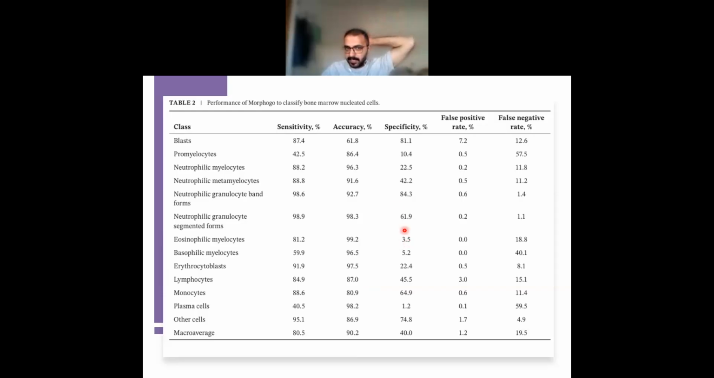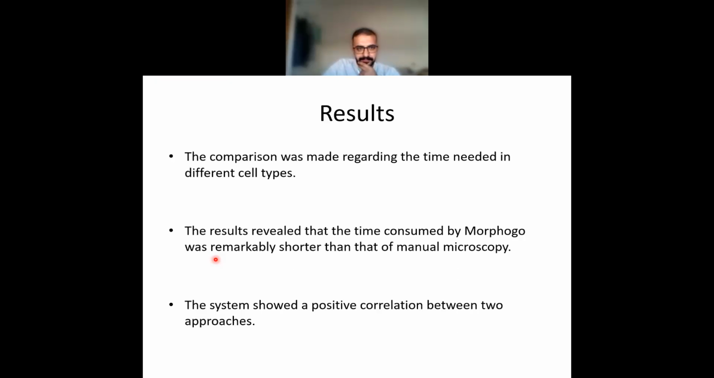So this table illustrates these numbers. For the blasts, we have 61.8, and these are the cell types detected by the morphology system, which are normal neutrophilic myelocytes and neutrophilic metamyelocytes, neutrophilic granulocyte band forms, neutrophilic granulocyte segmented forms, etc. So the accuracy is good, but for the blast, it's 61.8.